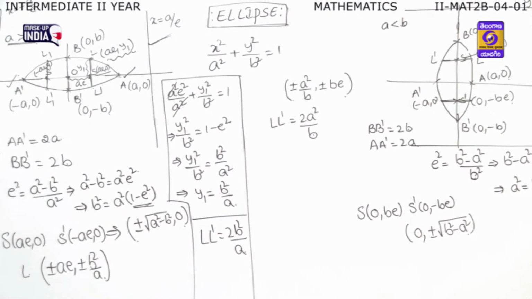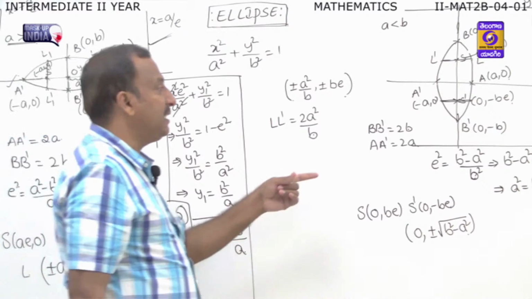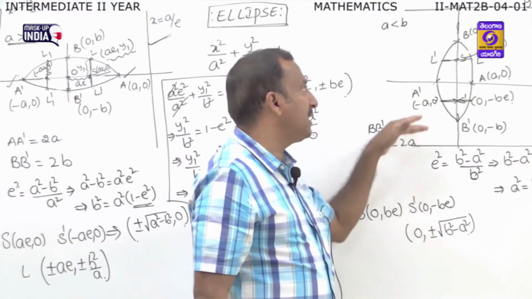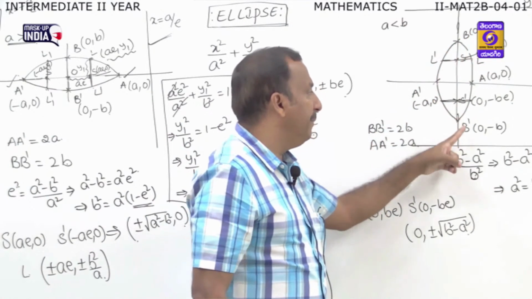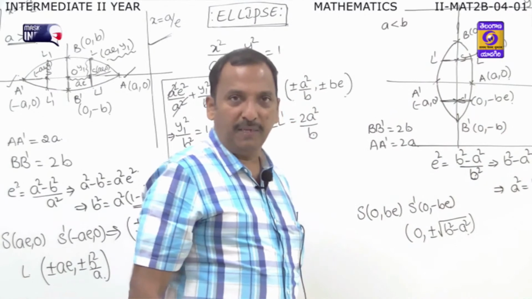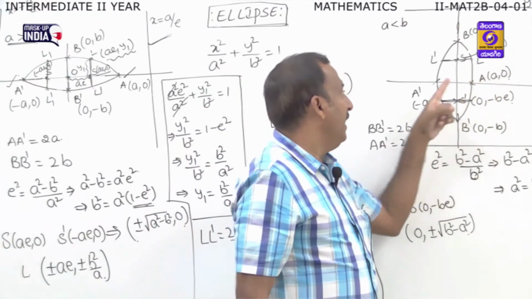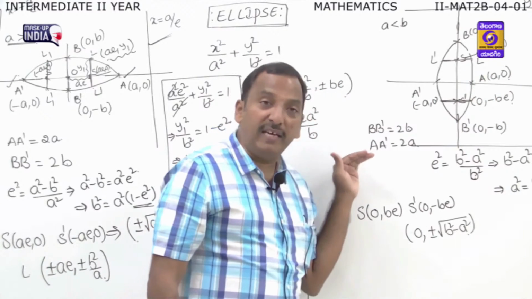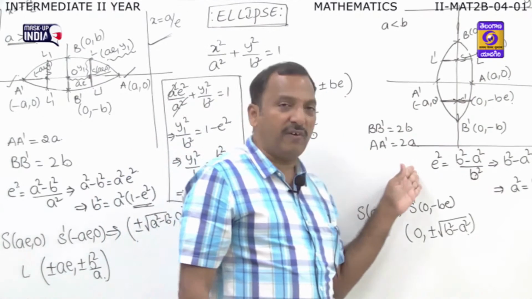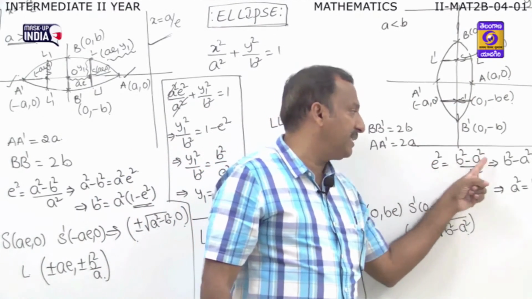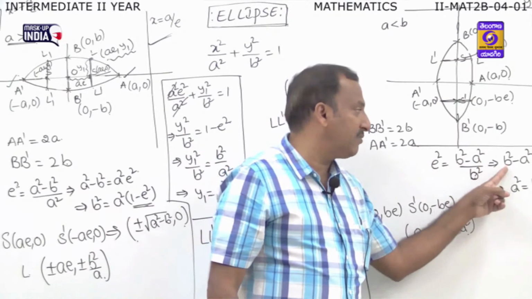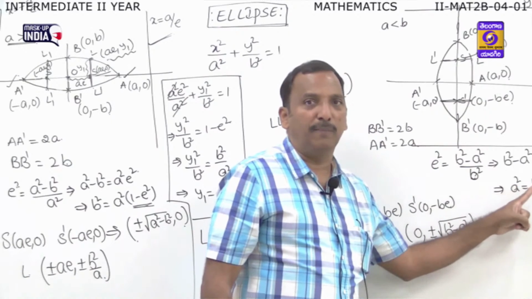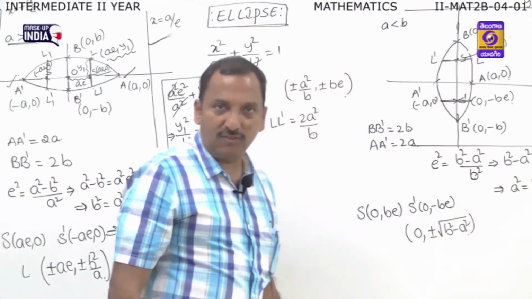When a is less than b, the major axis length is 2b and the minor axis length is 2a. The vertices are B 0 comma b and B dash 0 comma minus b, and A is a comma 0 and A dash is minus a comma 0. In this case, if e is the eccentricity, then e square is equal to b square minus a square by b square, or b square minus a square is equal to b square e square, or a square is equal to b square into 1 minus e square.